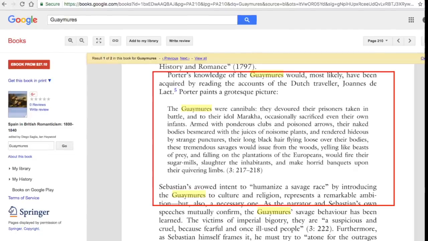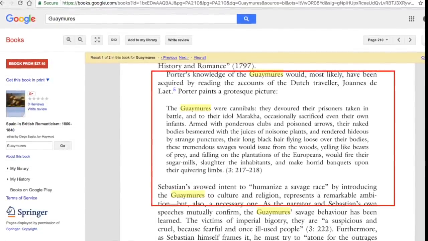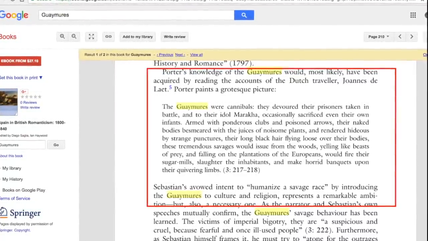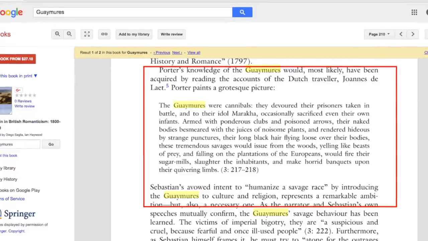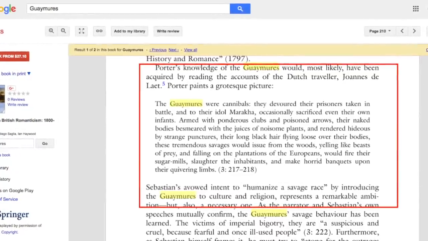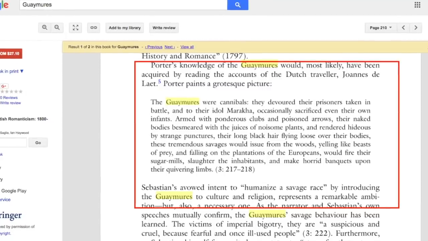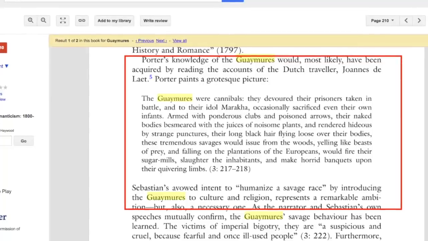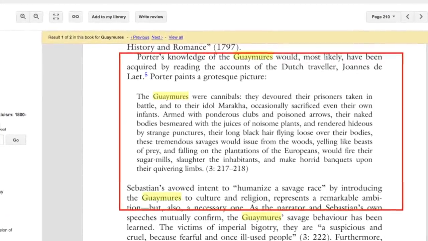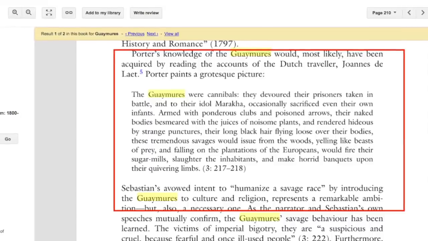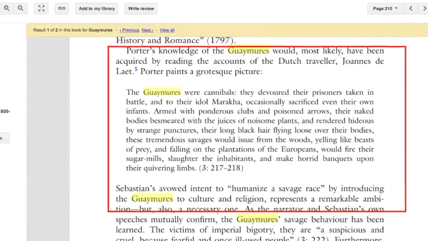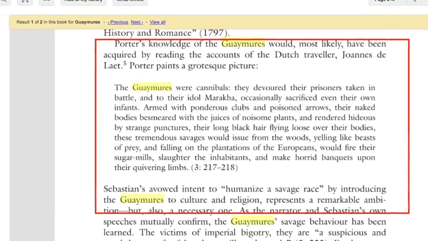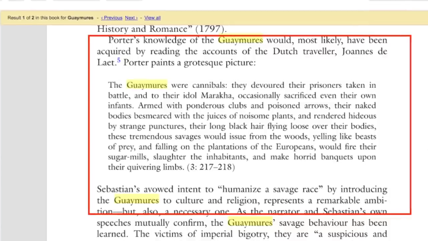And it reads, Porter's knowledge of the Gayamures would most likely have been acquired by reading the accounts of the Dutch traveler Johannes de Layet. Porter paints a grotesque picture. The Gayamures were cannibals. They devoured their prisoners taken in battle, to their idol Maruka, occasionally sacrificed even their infants. Armed with ponderous clubs and poisonous arrows, their naked bodies besmeared with the juices of plants and rendered hideous by strange punctures, their long black hair flying loose over their bodies.